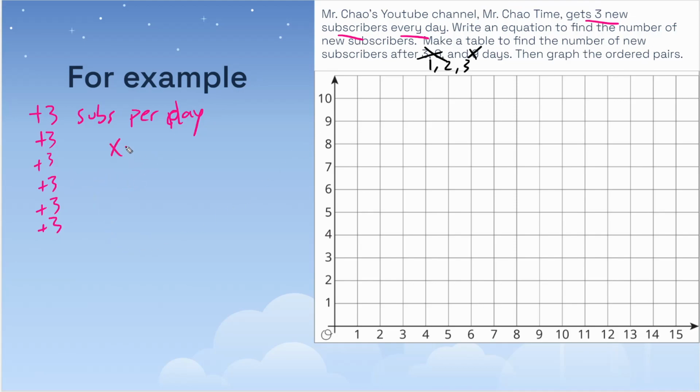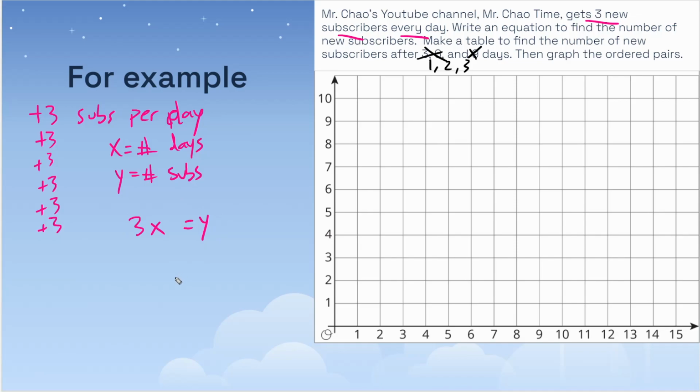If x equals the number of days and y equals the number of subs, then every single day we're going to add 3 to get the subs, right? And adding 3 every day is the same thing as multiplying. So we're going to add 3 every single day to get the number of subs. And this is our equation.